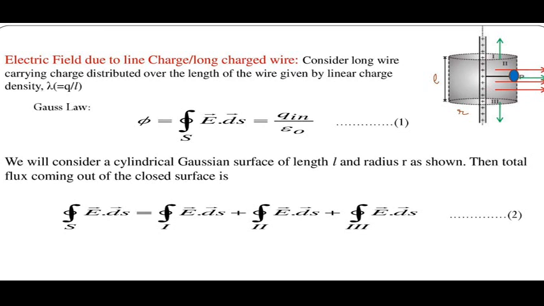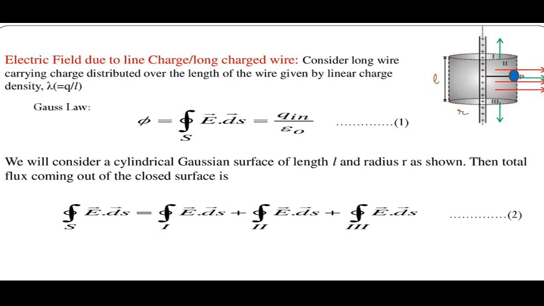Then according to Gauss law, the flux is simply Qin upon epsilon naught, which we have discussed earlier also. So now we need to apply this Gauss law to this problem. For that, we first need to choose the suitable Gaussian surface. For a linear charge distribution, the suitable Gaussian surface is a cylindrical Gaussian surface.